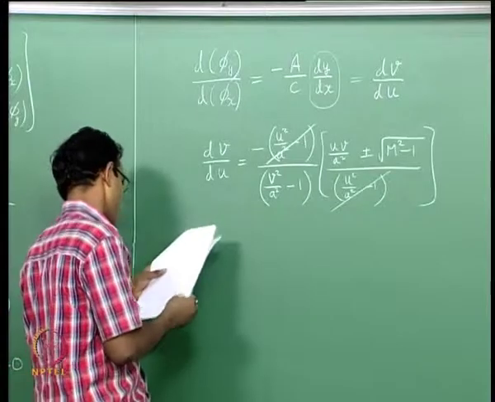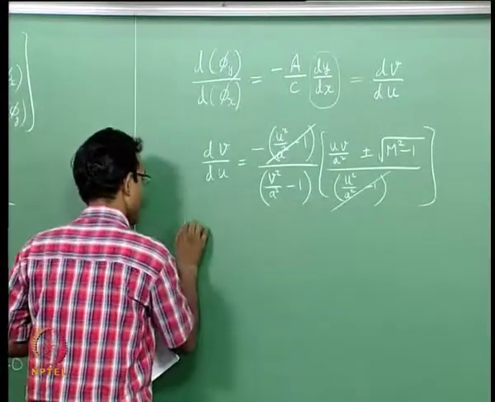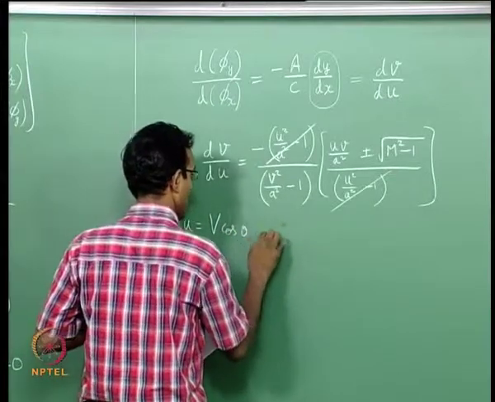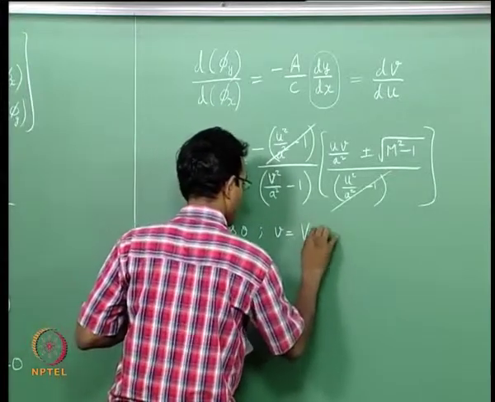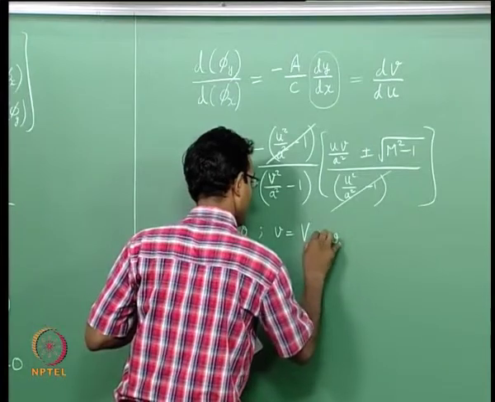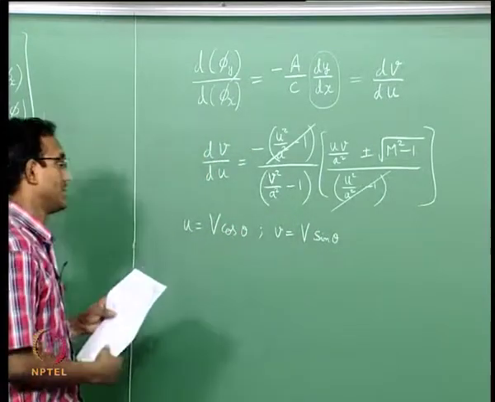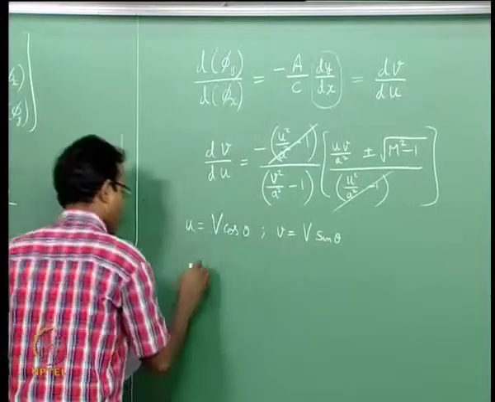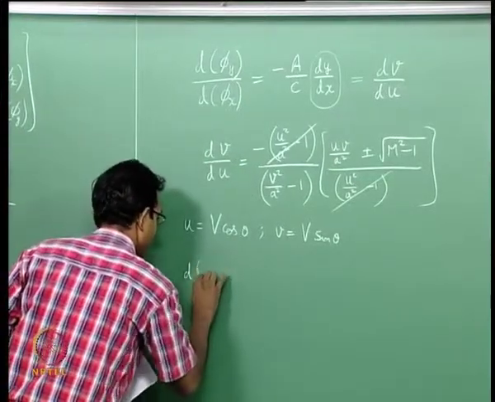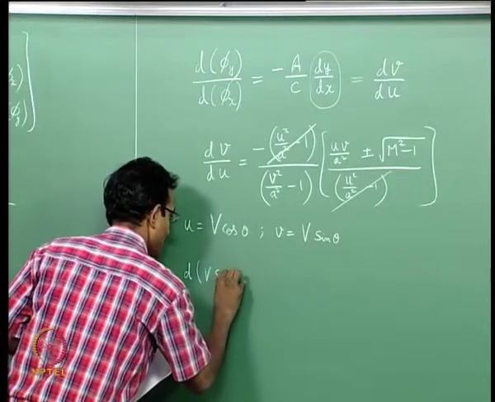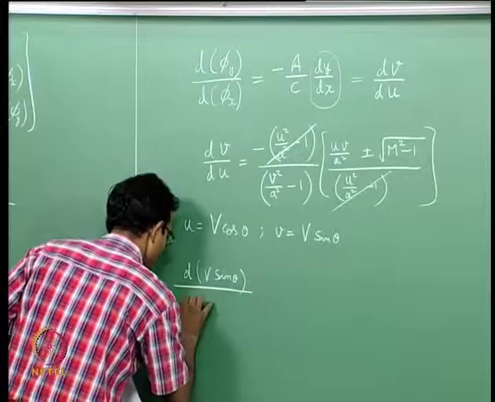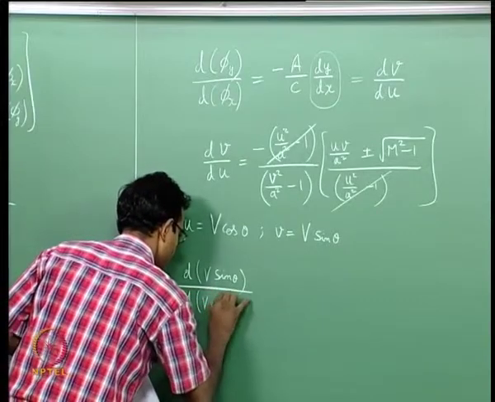So the only thing remaining, we will now again substitute u equal to capital V cos theta and v equal to capital V sin theta. I will use this substitution again and we will go back and write every v and u there like that, V sin theta, d of V sin theta, it is dv divided by d of V cos theta.